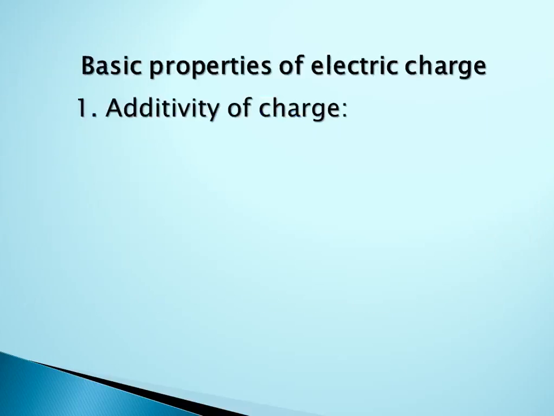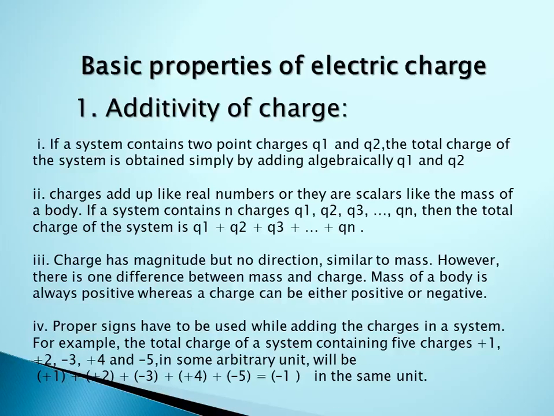Okay, now we will turn to the basic properties of electric charge. The first property is additivity of charge. Consider two point charges, Q1 and Q2. The total charge will be Q1 plus Q2. This is because, like real numbers, the charges get added, and they are scalars like the mass of a body.